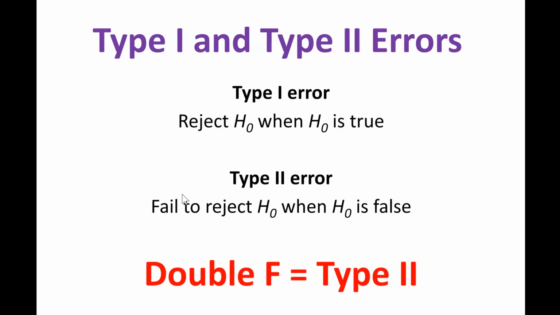A type 1 error is when you reject the null when the null is true. A type 2 error is when you fail to reject the null when the null is actually false. And a good way to remember it is with a type 2 error, there's like a double F. You're failing to reject the null and your null is false. So when you hear the double F, think type 2.